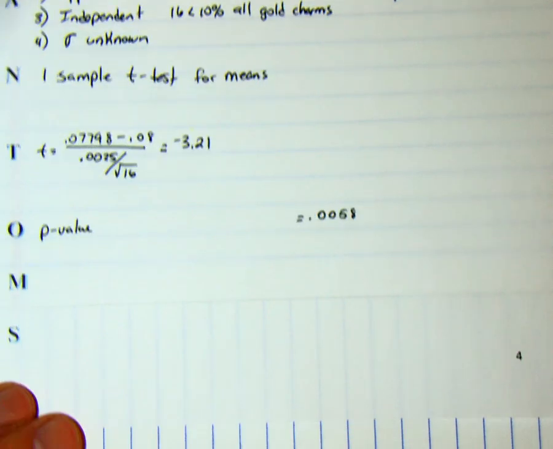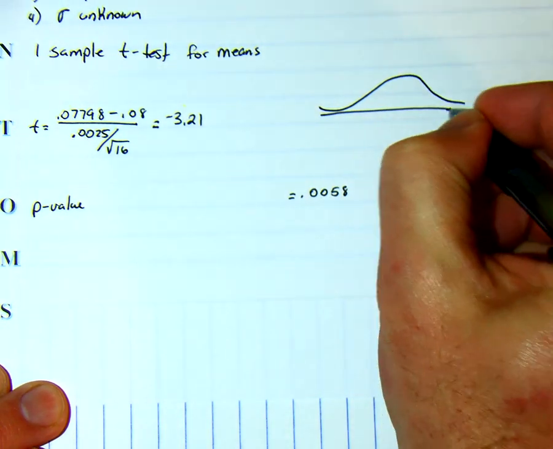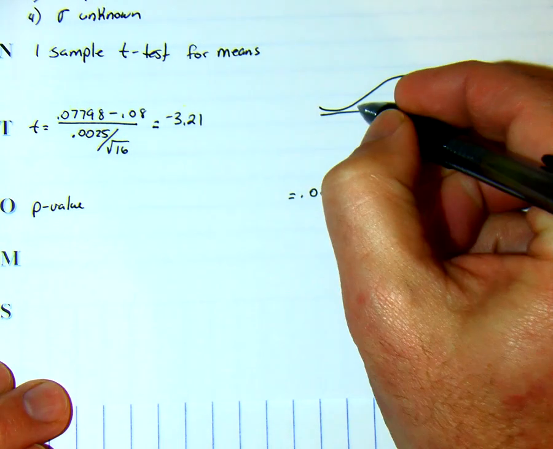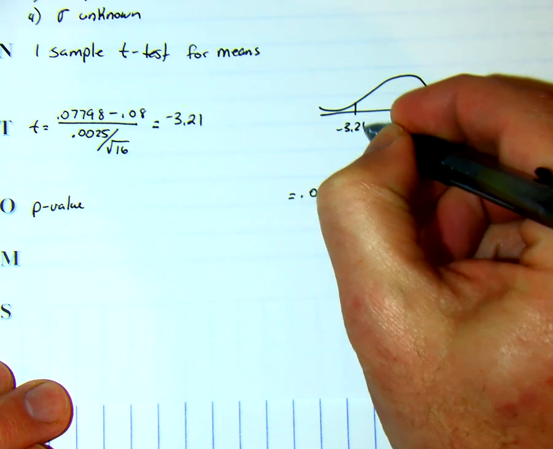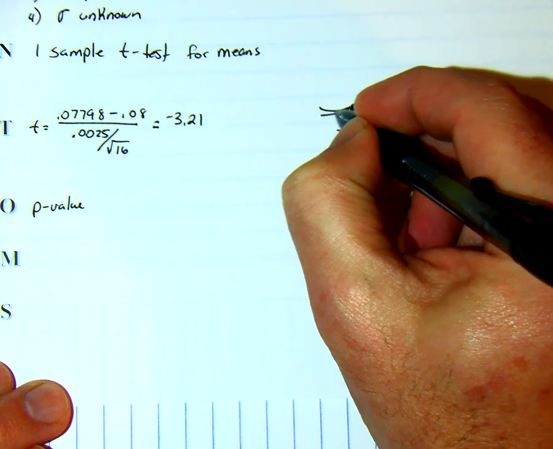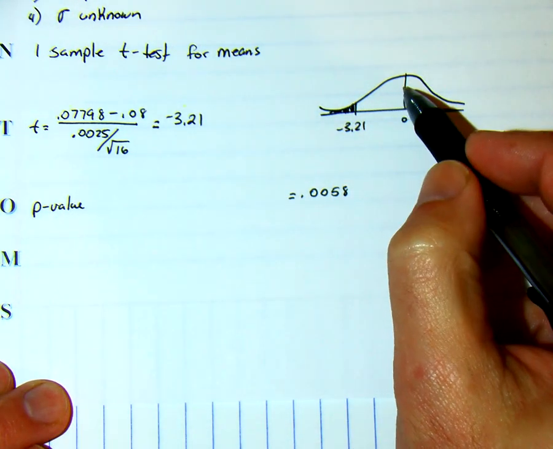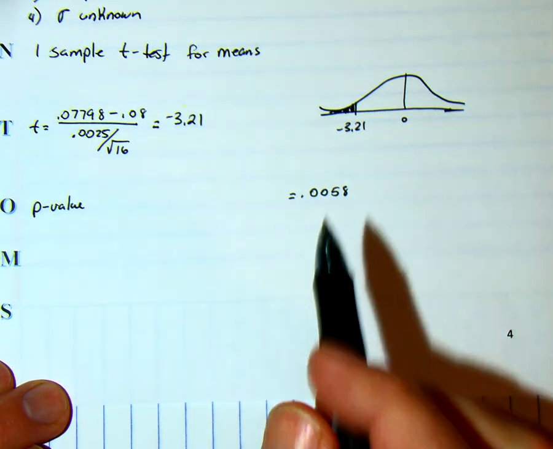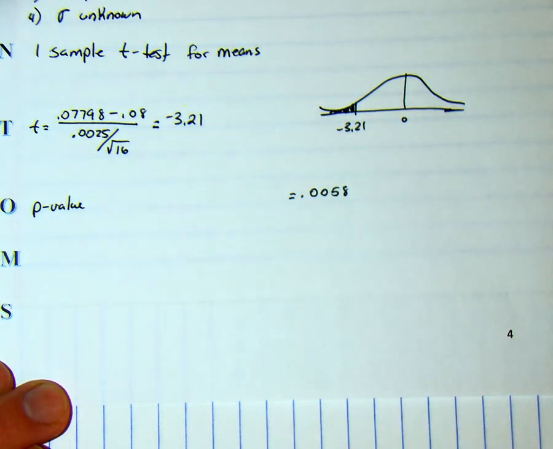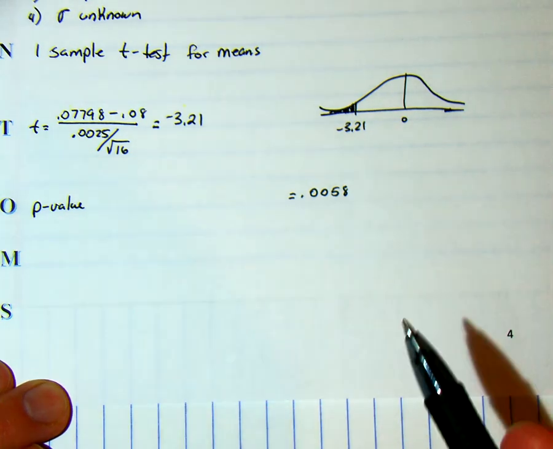From there, we have to obtain a p-value. From there, we're going to make a graph because you have to on your test. Okay, so here's my graph. We're down here at negative 3.21. Remember, we would definitely want to mark 0 in the middle. Because this is a hypothesis test, it's not too important. We just want you to do it so we can see that you're hopefully understanding the concepts of the likelihood of this event happening, given my null hypothesis was true.